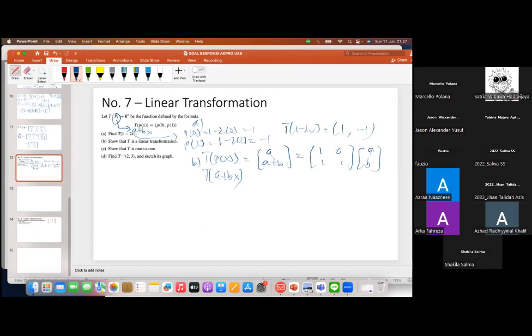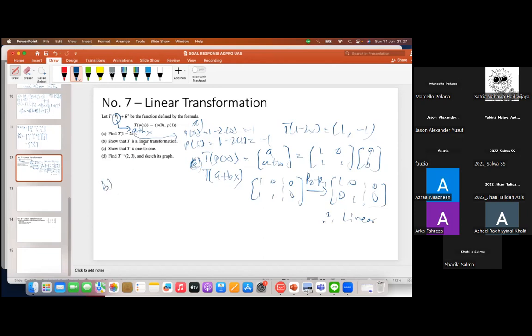Next, we're going to do the reduced row operation on the matrix. So like this. What we do is R2 minus R1. We're going to get, hence, we've shown that it's linear. Sorry, this is C. It's 1 to 1, sorry.